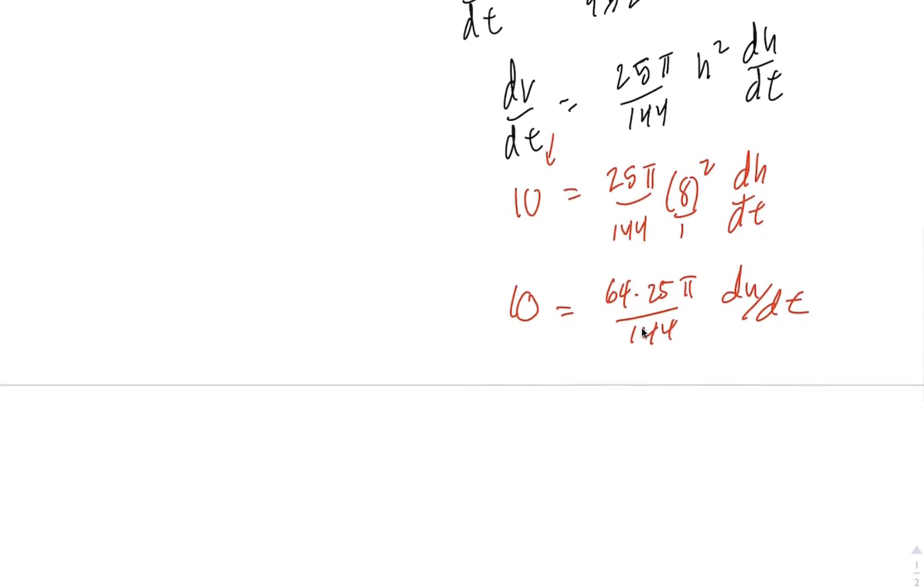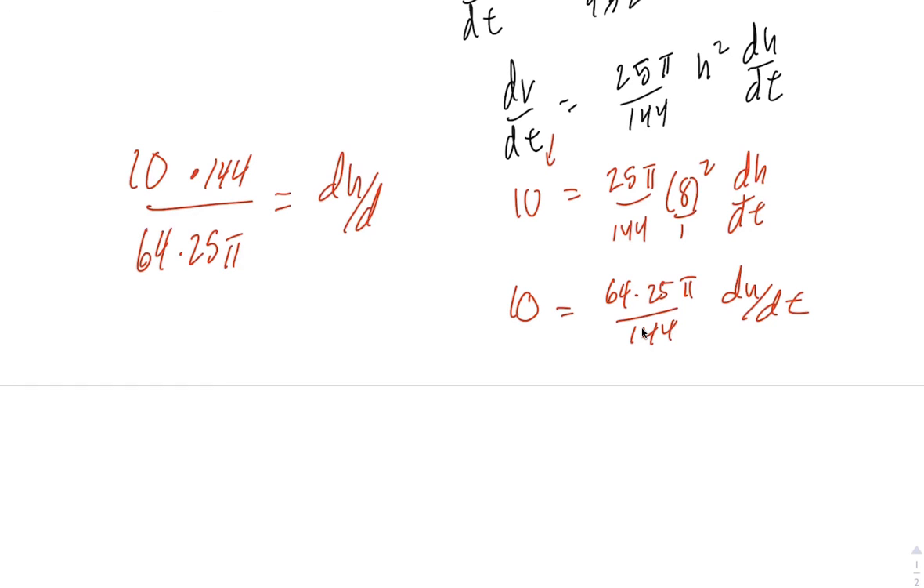Divide by all this monstrosity, and you're going to get 10 times the reciprocal, 144 over 64 times 25 pi, equals dh dt. You can type that into a calculator, get an ugly answer for dh dt.